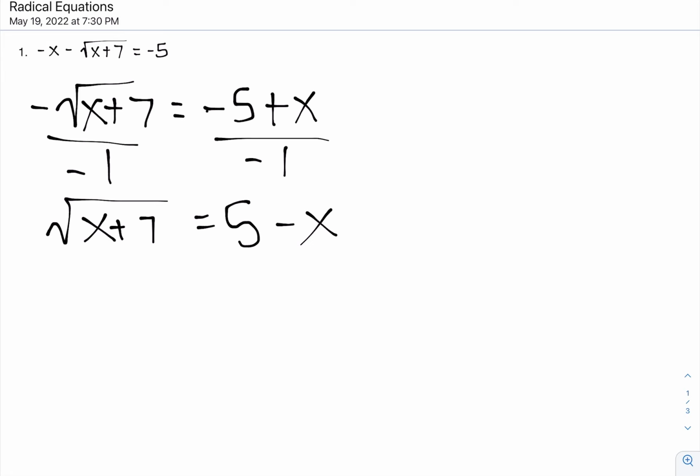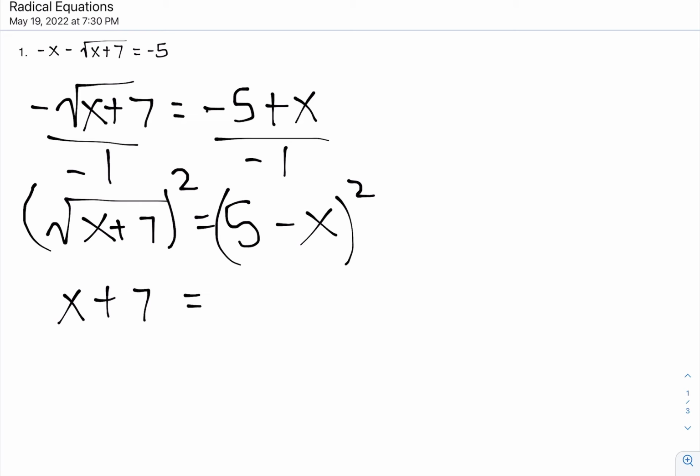Now if we have a square root of x plus 7, remember the inverse operation of a square root is a square. So that means we have to square both sides to get rid of that square root. If we square the square root of x plus 7, we just get x plus 7. Whatever's on the inside is what we're left with.